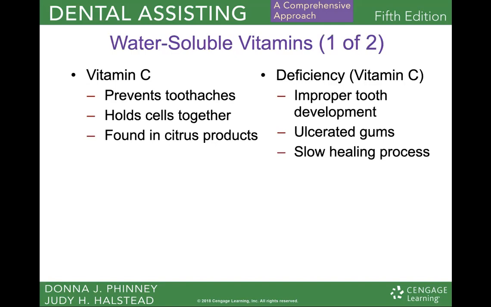Water-soluble vitamins include vitamin C, which prevents toothaches, holds cells together, and is found in citrus products. People with a vitamin C deficiency oftentimes have improper tooth development, ulcerated gums, and a slow healing process. So by evaluating a patient's teeth and gums, you can help eliminate problems by suggesting more vitamin C.